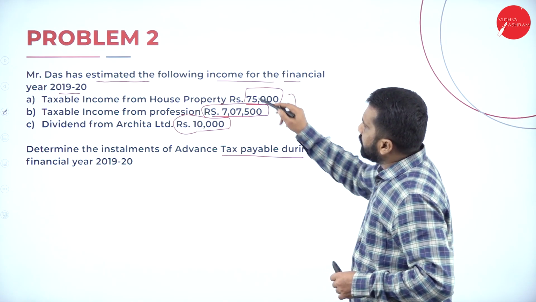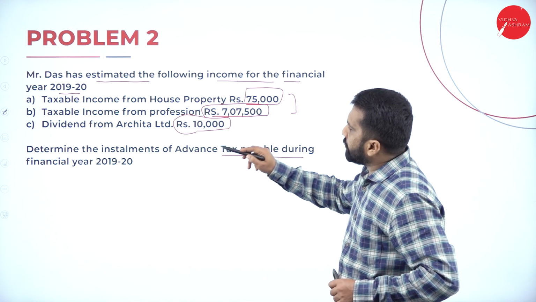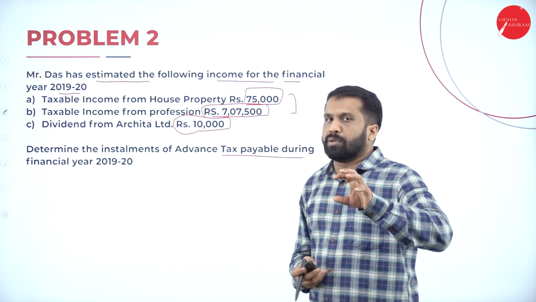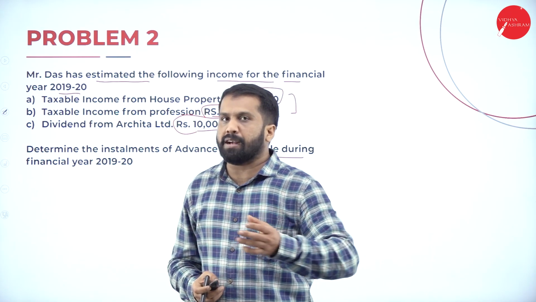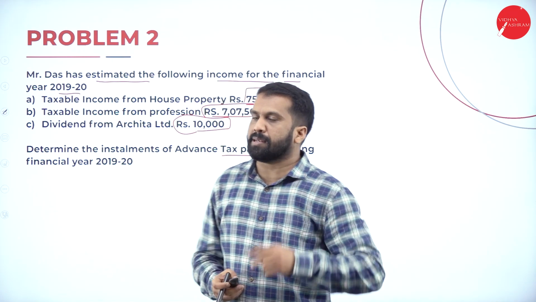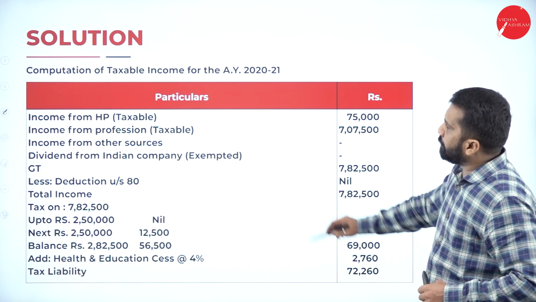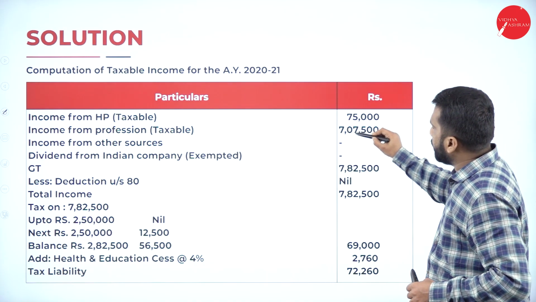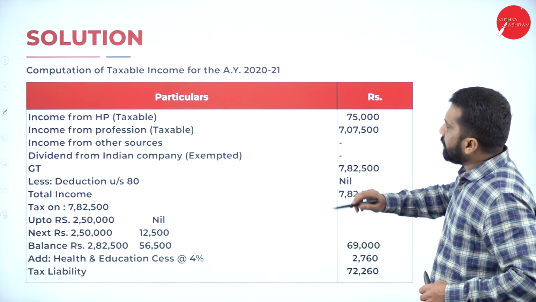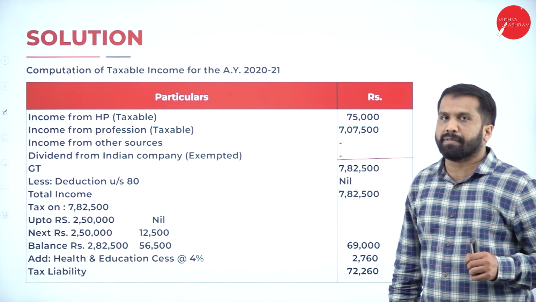Is there anywhere long-term capital gain? No. Is there anywhere horse race, crossword puzzle or lottery? No. Simple calculation. Up to 2,50,000 nil. Above 2,50,000 up to 5 lakh it is 5%. 5 lakh and above it is 20%. Now, income from house property is 75,000. Income from profession 7,07,500. Income from other source nil. Dividend income is exempted. Total is 7,82,500.